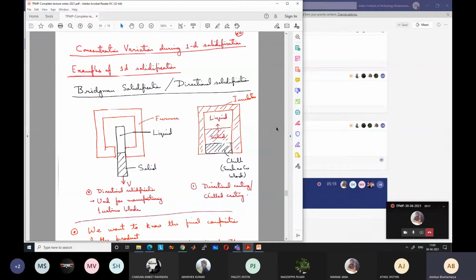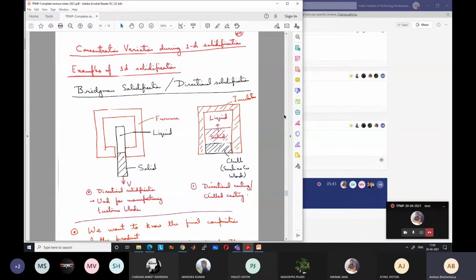We have seen how the concentration varies for different cases, and how the microstructure evolves, schematically, and the cooling curves for different concentrations for a binary alloy eutectic phase diagram.